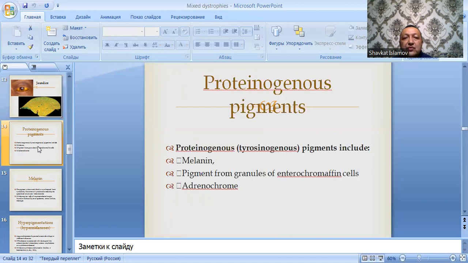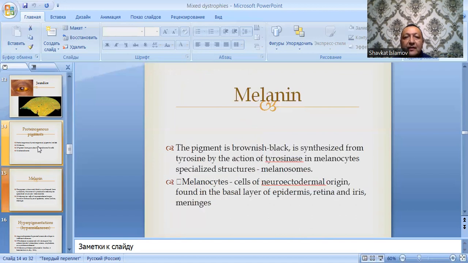Proteinogenous pigments. Proteinogenous pigments include melanin, pigment from granules of enterochromaffin cells, and adrenochrome. Melanin is a brown-black pigment synthesized from tyrosine by the action of tyrosinase in melanocytes, in organelles called melanosomes. Melanocytic cells of neuroectodermal origin are found in the basal layer of the epidermis, retina, iris, and meninges.